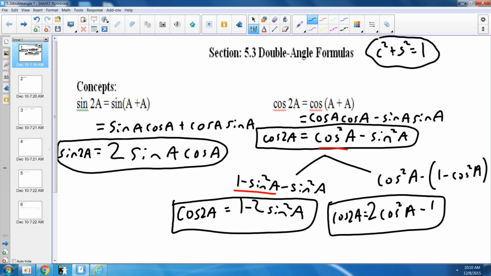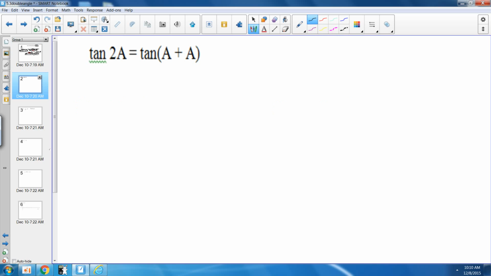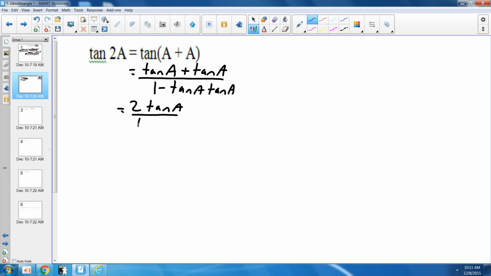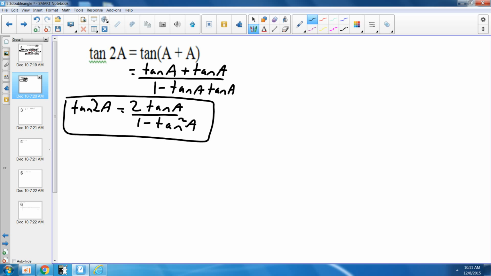All right, that's just proving where these identities come from. We also have to do it for one more, which is tangent, and then you don't have to prove them anymore. We're just going to be using the boxed or circled identities. For tangent, same idea, we plug it into the sum formula, which is tangent A plus tangent A all over 1 minus tangent A tangent A. And that can simplify down to 2 tangent A over 1 minus tangent squared A. And that's your other identity, and those are the new identities for this section 5.3.